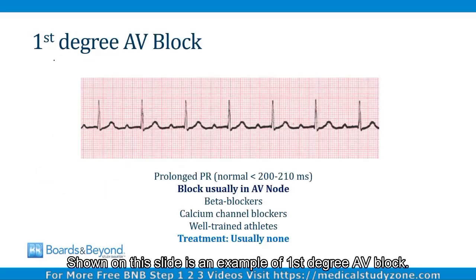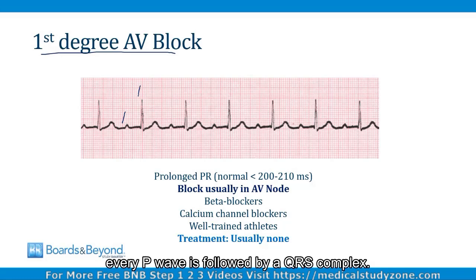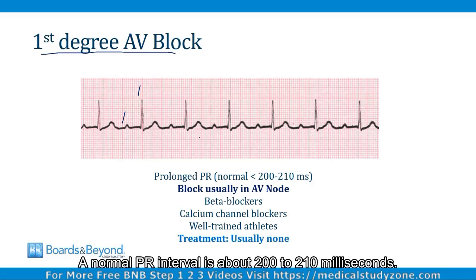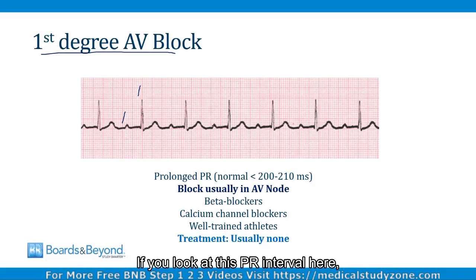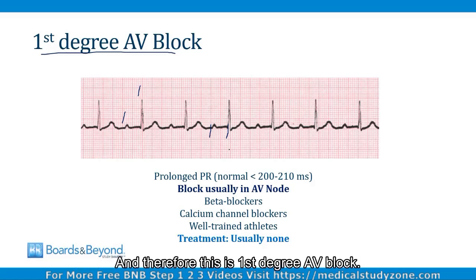Shown on this slide is an example of first-degree AV block. In first-degree AV block, every P wave is followed by a QRS complex. However, the PR interval is prolonged. A normal PR interval is about 200 to 210 milliseconds. If you look at this PR interval here, it begins at this point and ends at this point. It's about 300 or 400 milliseconds, so that is prolonged, and therefore this is first-degree AV block.